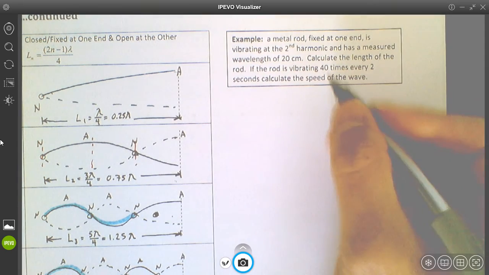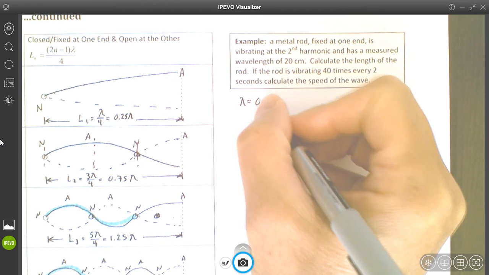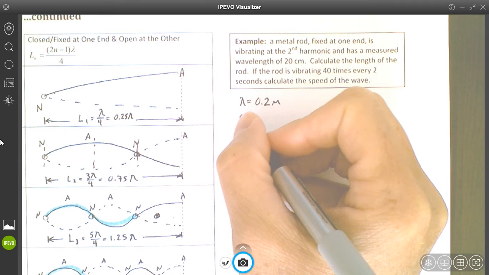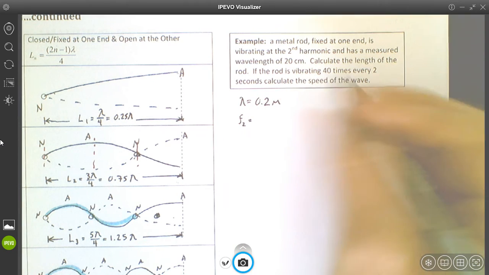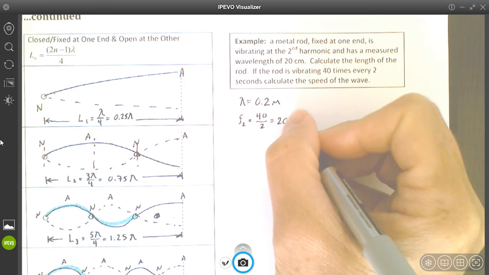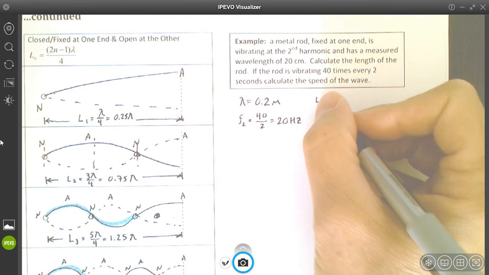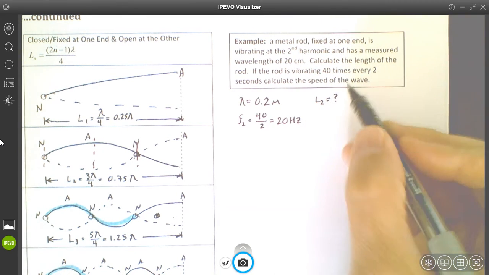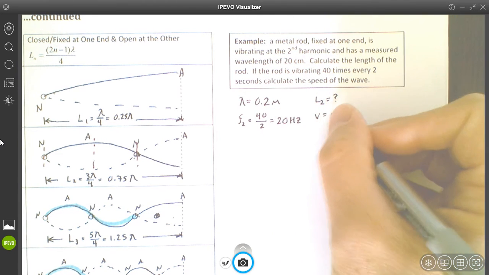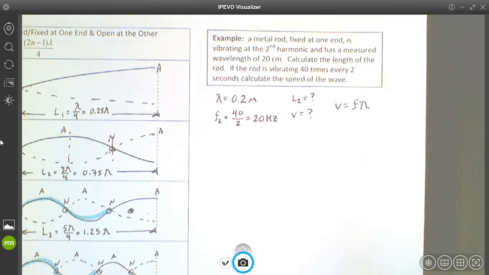We have a metal rod fixed at one end, vibrating at the second harmonic, with a measured wavelength of 20 centimeters. So wavelength, 0.2 meters. The rod vibrates at the second harmonic 40 times every 2 seconds. So that's 20 hertz. And L2 is our resonance length. It says if the rod is vibrating, calculate the speed of the wave. So we're going to try and find the speed of the wave. And we know that the speed of a wave is frequency times wavelength.